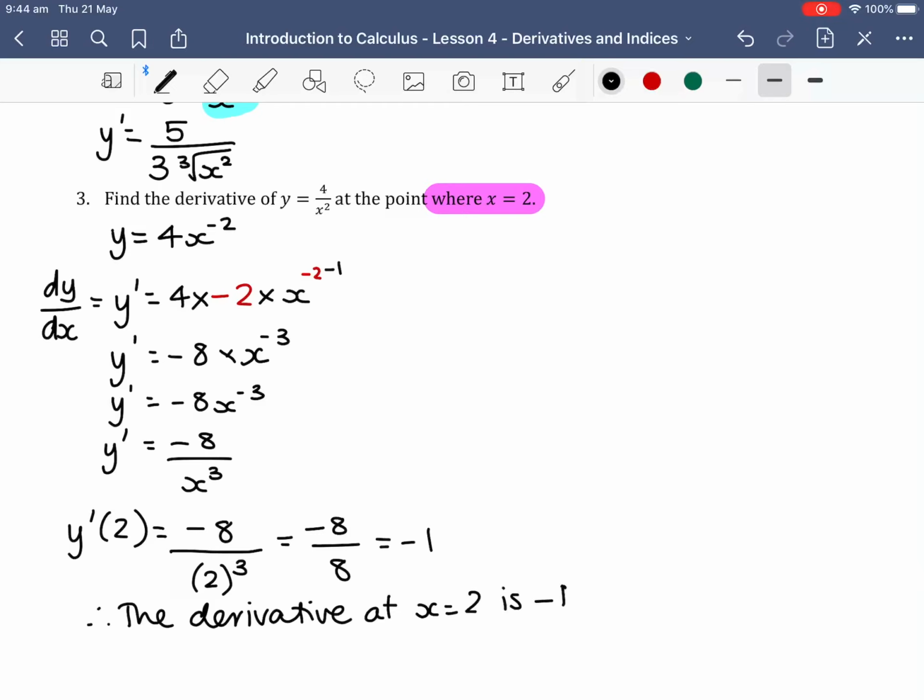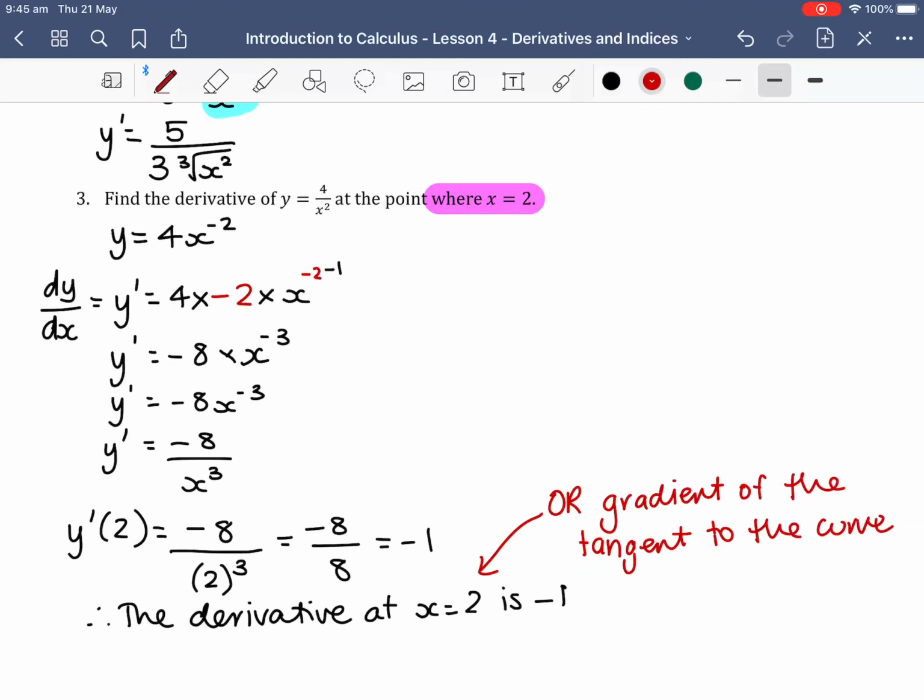Now remember to write your concluding statement to say what is going on at the end. And so, like I just said, you could also write that the gradient of the tangent to the curve at x equals 2 is -1.